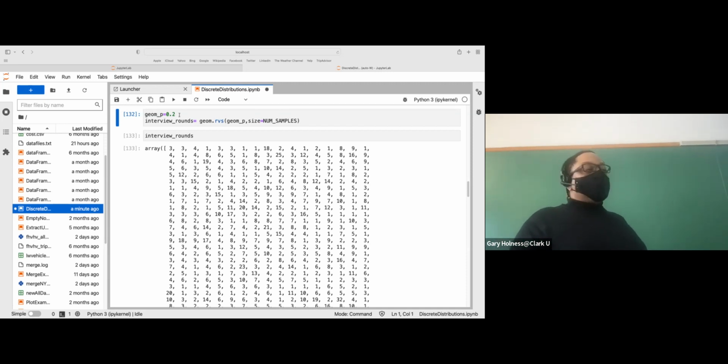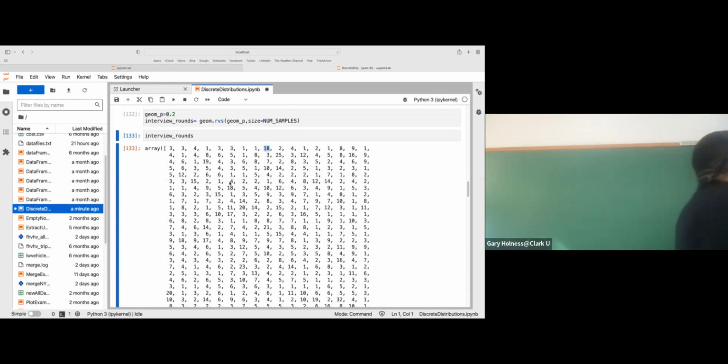So we set the p-value to 20% in this case for the geometric distribution, and then we do random variate sampling. Produce me some samples, 500 of them. So here it says 3 trials before success, 3 trials before success, 18 trials before success. And once again, you can calculate what the mean and the variance is for the population using the parameters, and we went over that in class on Monday.